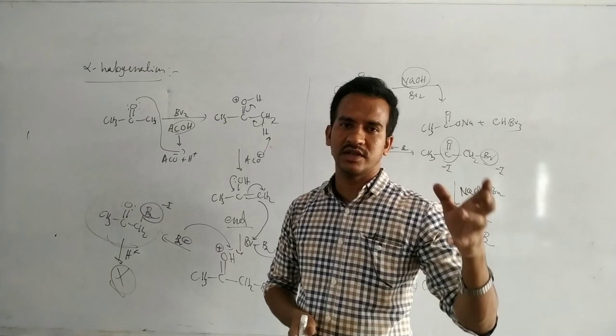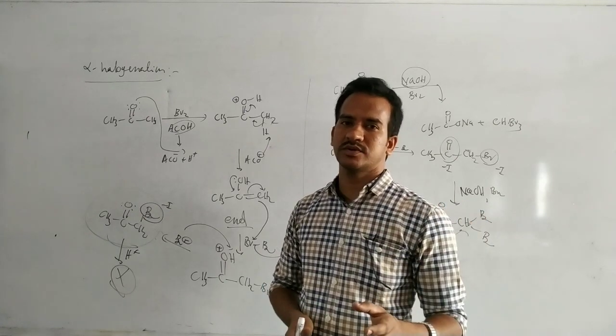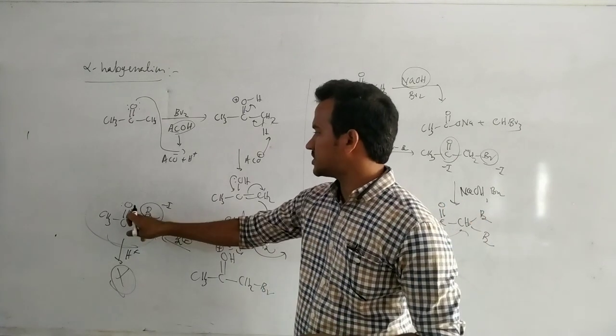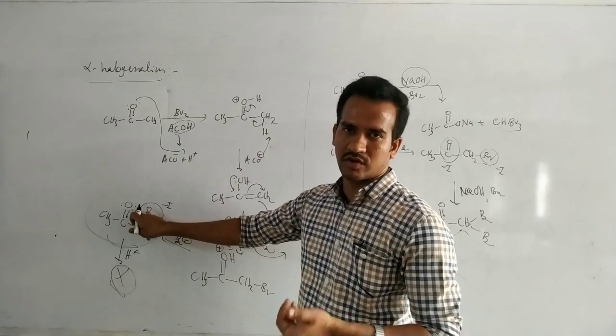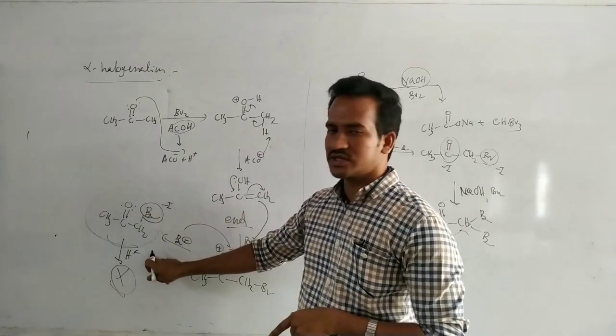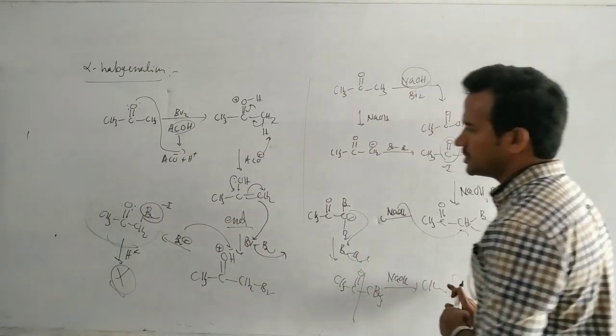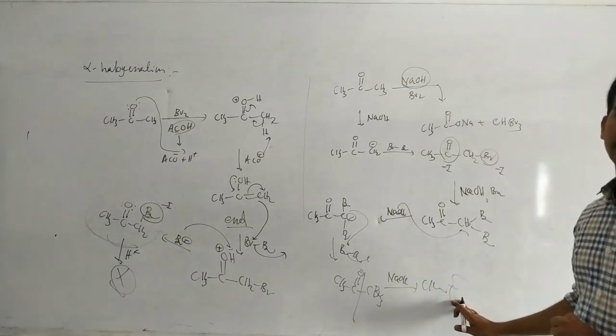Generally, the presence of minus I groups increases the acidic nature and decreases the basic nature. So that's why there is no further protonation on the oxygen. That's why monohalogenation takes place in acidic medium, but in basic medium trihalogenation takes place.